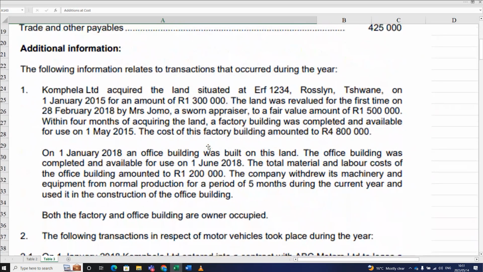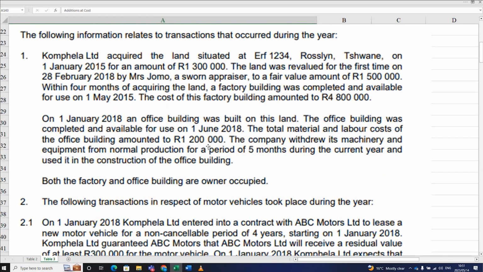Compiler acquired land situated at ERF 1234 Roslyn, Tshwane on 1 January 2015 for an amount of 1.3 million. The land was revalued for the first time on 28 February by Ms. Jomo, a sworn appraiser, to a fair value of 1.5 million within 4 months of acquiring the land. A factory building was completed and available for use on 1 May 2015. The cost of this building amounted to 4.8 million.